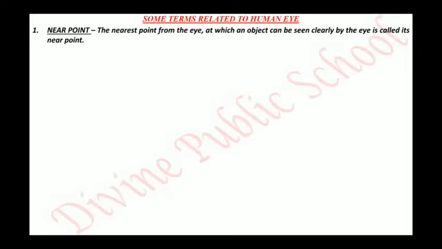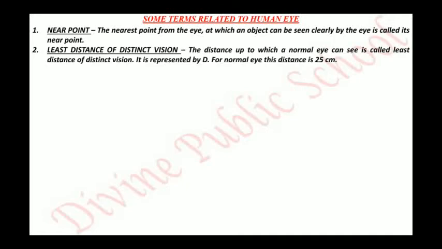The next thing is least distance of distinct vision. It is the same distance, 25 centimeter. The distance up to which a normal eye can see clearly is called the least distance of distinct vision. It is represented by capital D. For a normal eye, the distance is 25 centimeter, as I have told you. Let us move ahead.